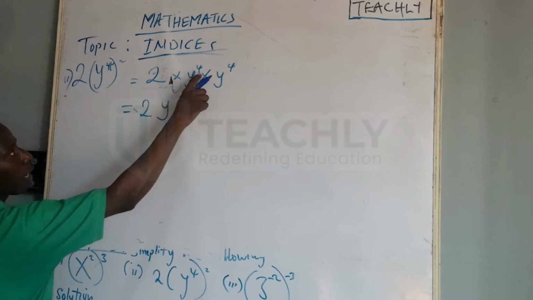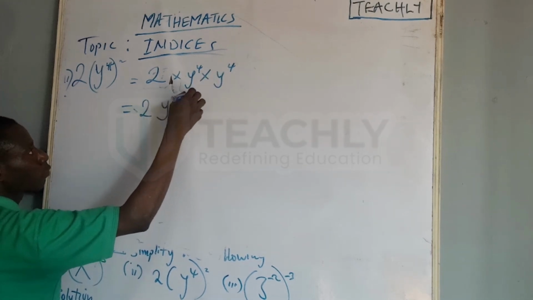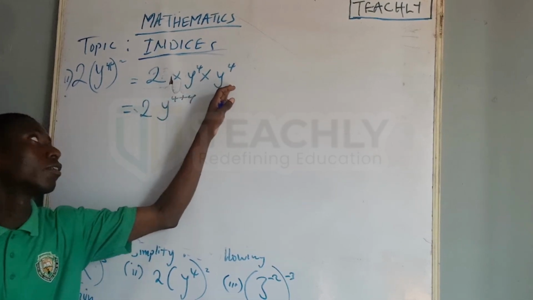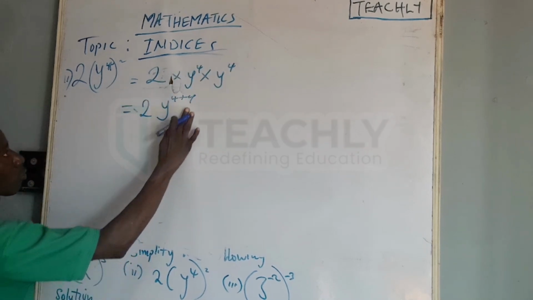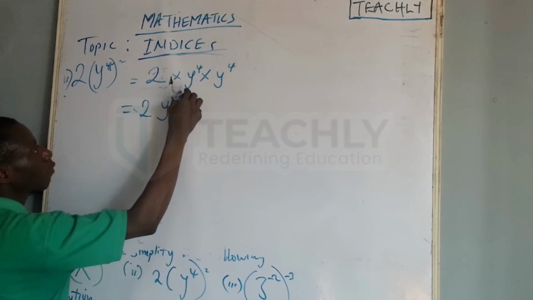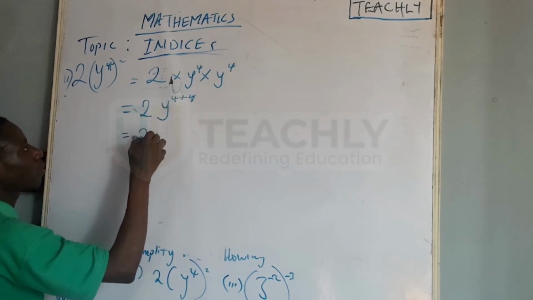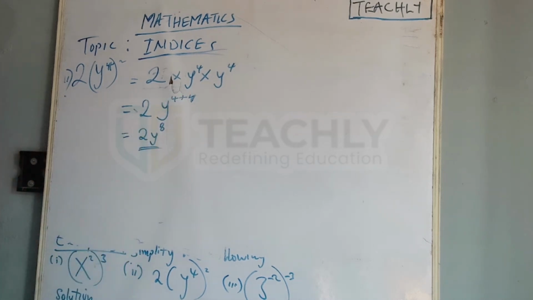Then for their power, since you have multiplication, you say 4 plus 4. Don't forget the rule. You have multiplication between the bases, so you have to add. But if you have division, you have to subtract. So it will be 2y raised to the power 4 plus 4, and our final answer will be 2y raised to the power 8, because 4 plus 4 gives us 8. That's the answer to that.